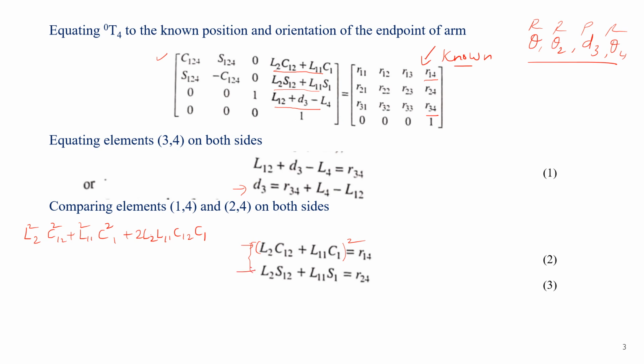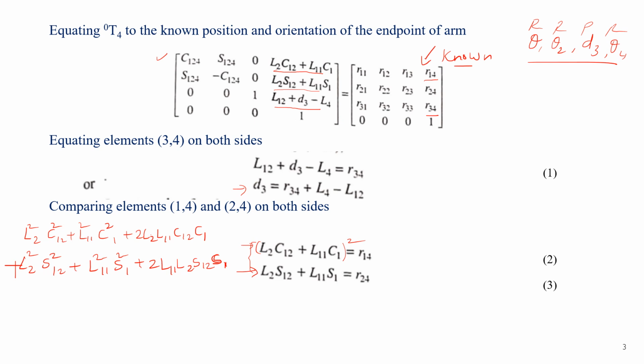Now similarly, if you square equation 3 on the left hand side, you will get L2 squared sine 12 squared plus L11 squared sine 1 squared plus 2 L11 L2 sine 12 sine 1. If you add both the left hand sides of the equations, what do you get?